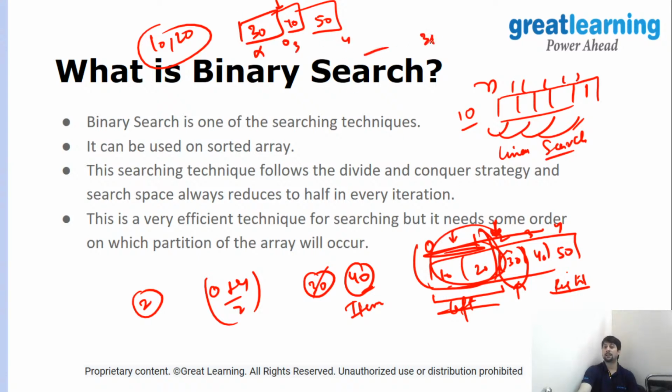Now we again divide it. 3 plus 4 divided by 2, which is 3.5. Truncating the decimal part, it is 3. So now we check, is this the element that we are trying to find? Yes, this is the element. We stop.